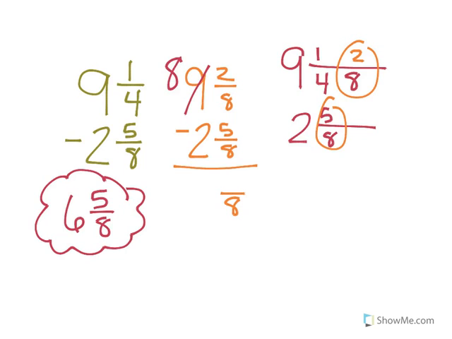So that becomes 8, and I borrowed 1 whole, which is 8/8. So now how many 8ths do I have? I have 10 8ths. So 10 minus 5 is 5. 8 minus 2 is 6. So that is how I got 6 5/8. I hope you feel like a pro at subtracting mixed numbers now.